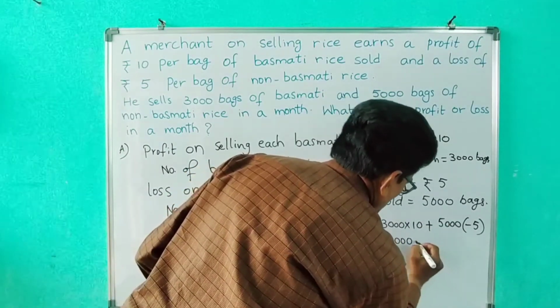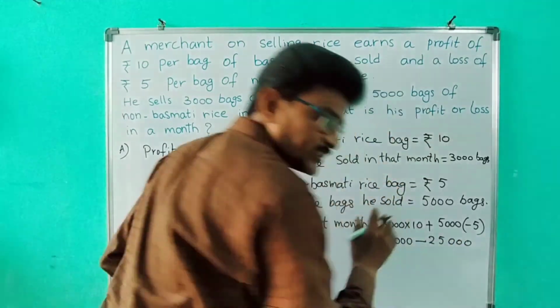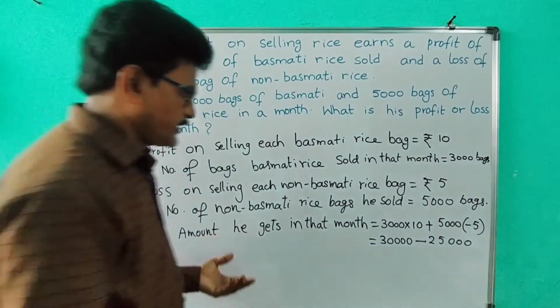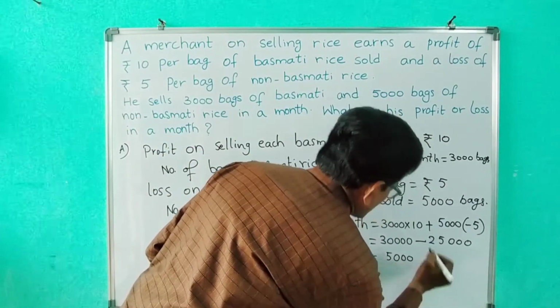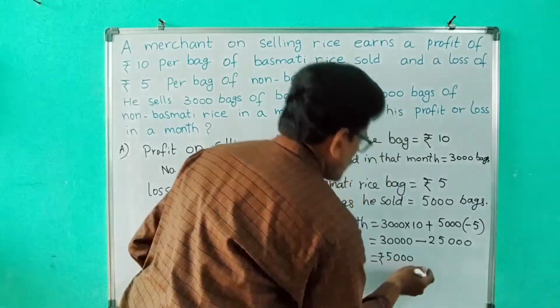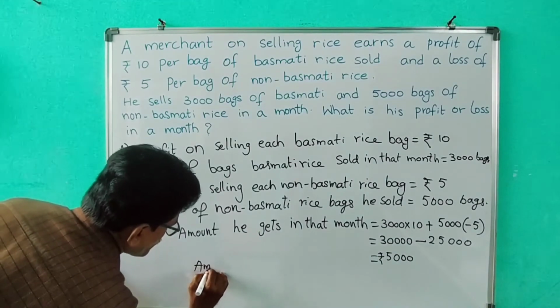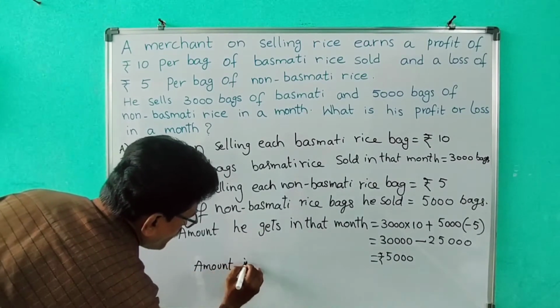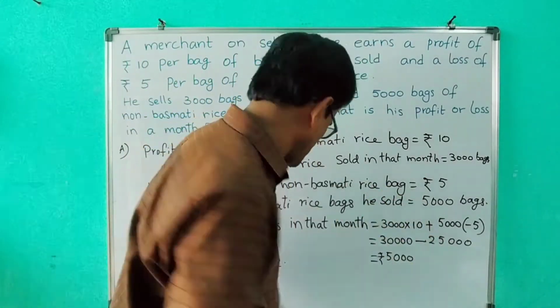Say 3000 into 10, it is 30,000 rupees. And here it is minus 5 into 5, 25,000. So 30,000 minus 25,000, how much is it? 5,000. A positive value is there. Rupees is also positive. So the amount is positive. Positive means it is profit.